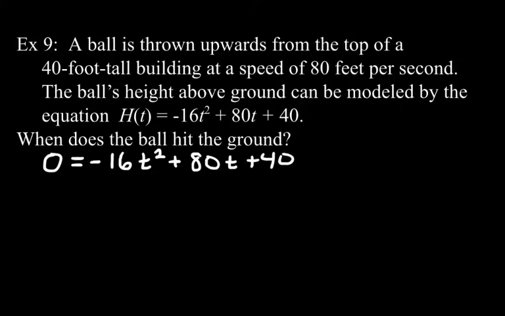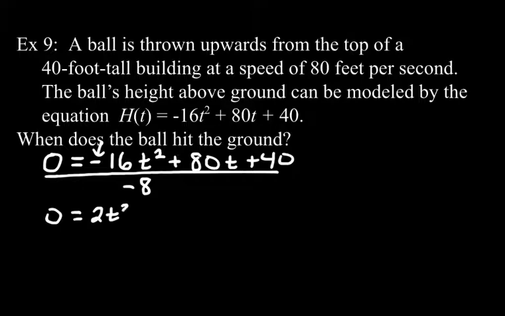So again, the first thing I'm going to do, if I can, and in this case I can, is divide everything by a 4, because 4 goes into, actually an 8, because 8 goes into each of these. And also, I want this first term to be positive, because it's just nicer to work with, so I'm going to divide everything by a negative 8 instead of a positive 8. And so that's going to give us positive 2t squared minus 10t and minus 5.